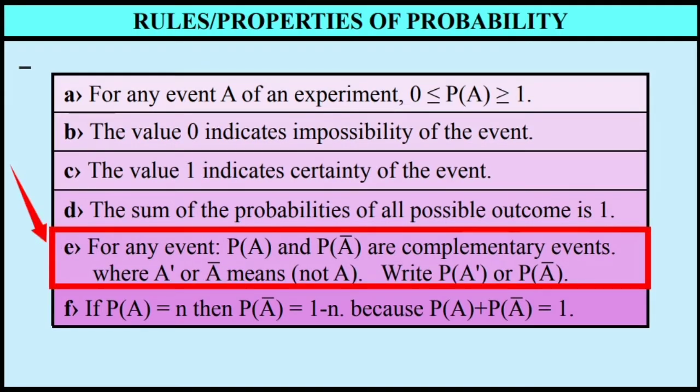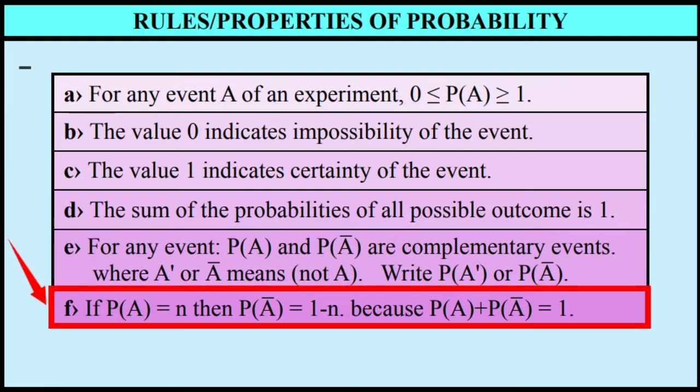Number E, for any event A, the probability of A and the probability of not A are complementary events, where A dash or A bar means not A. Since probability of A plus probability of A bar is equal to 1 because they are complementary events. Hence, if P(A) is equal to n, then P(A bar) is equal to 1 minus n.